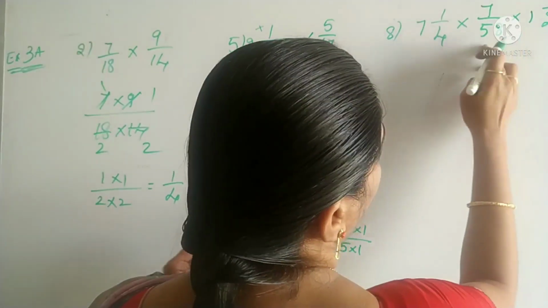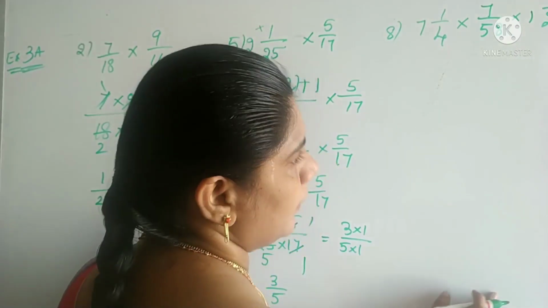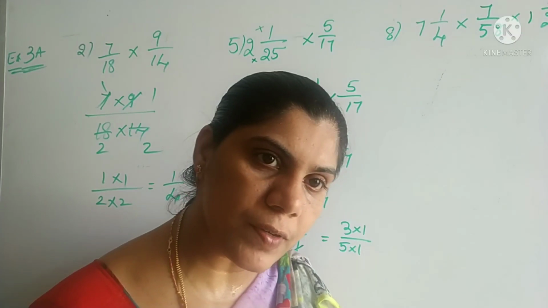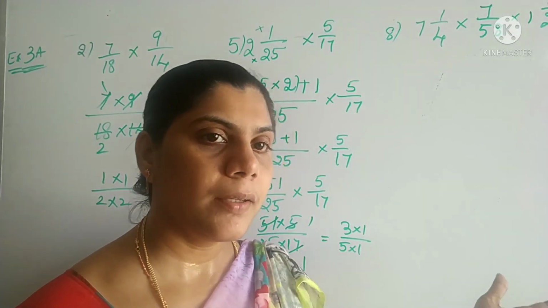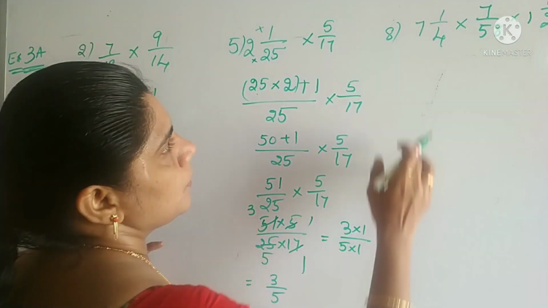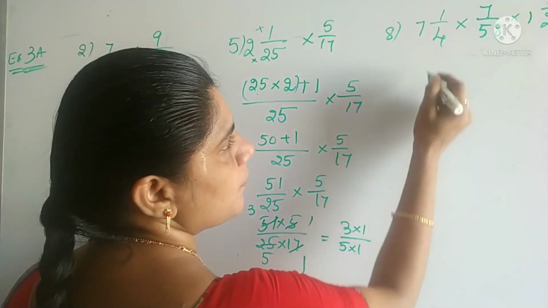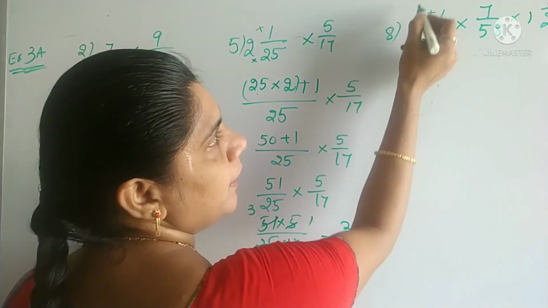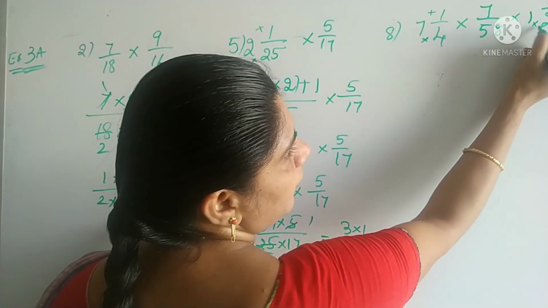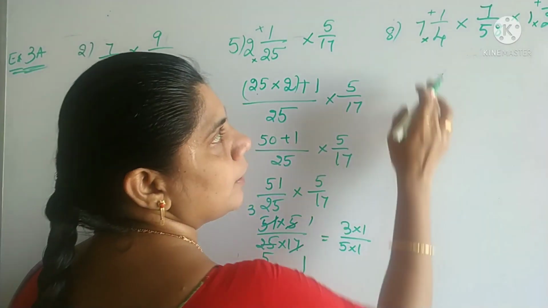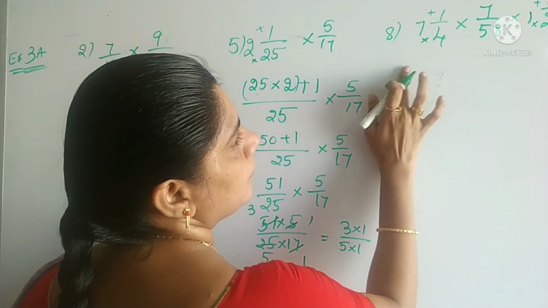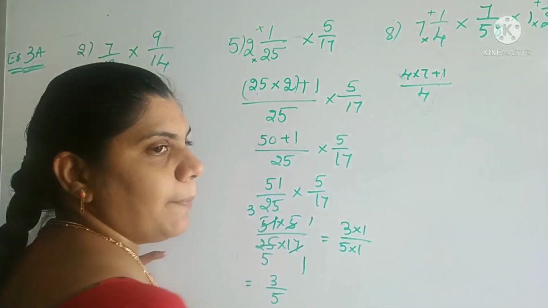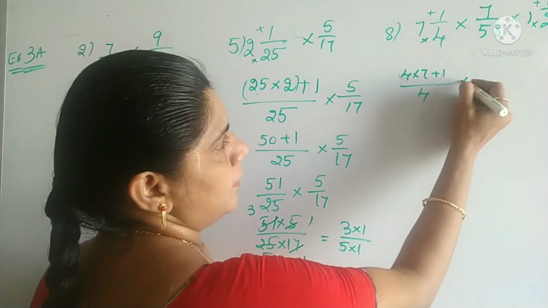1 by 4, 7 by 58 into 1, 11 by 21. Here also we have some mixed fractions. We have to convert these mixed fractions into normal fractions first, and then we will do the calculation. So how to convert this one? Here you multiply, and here you add. So multiply and then add. Here also multiply, and here add. Now do this one, 7. So 4 into 7 plus 1, divided by 4 as it is.